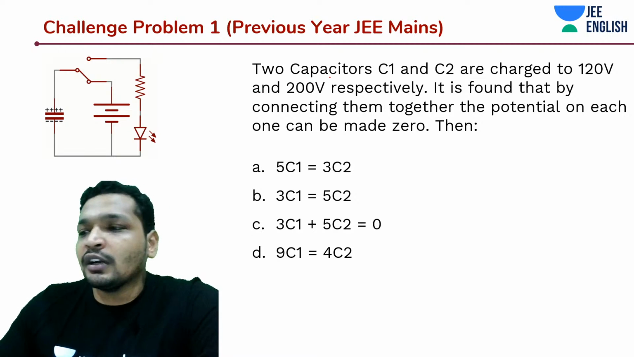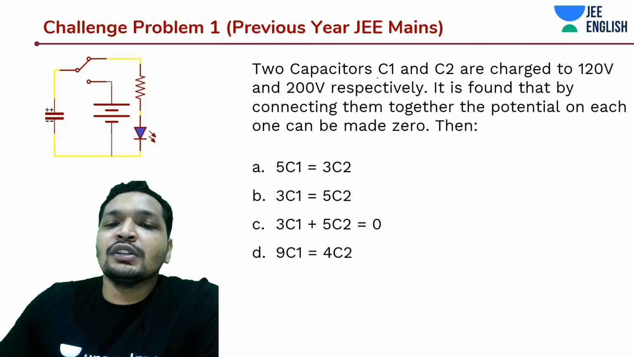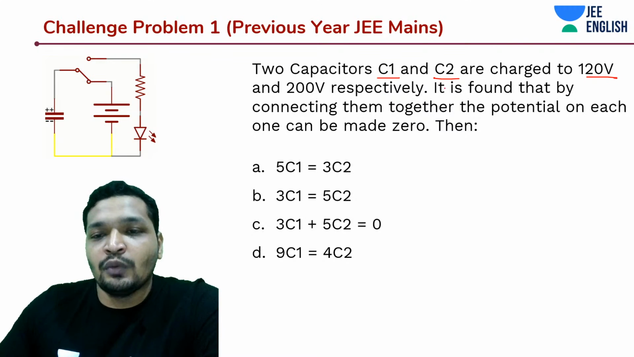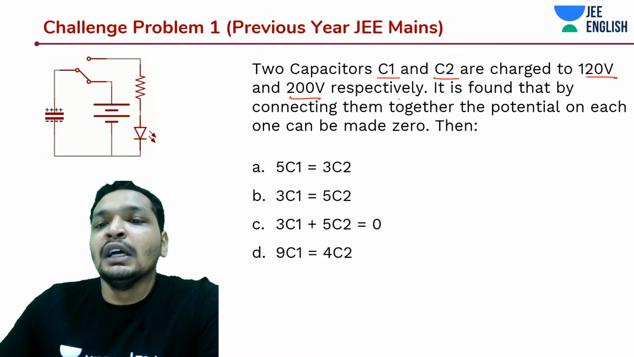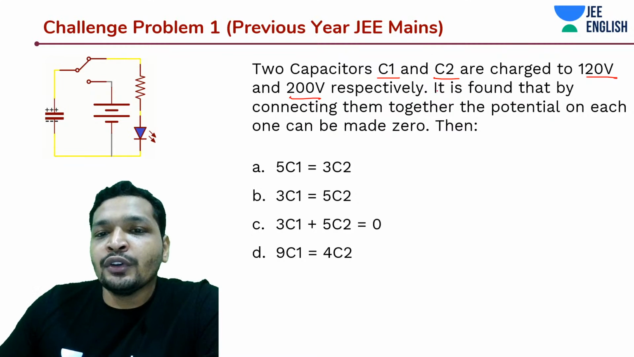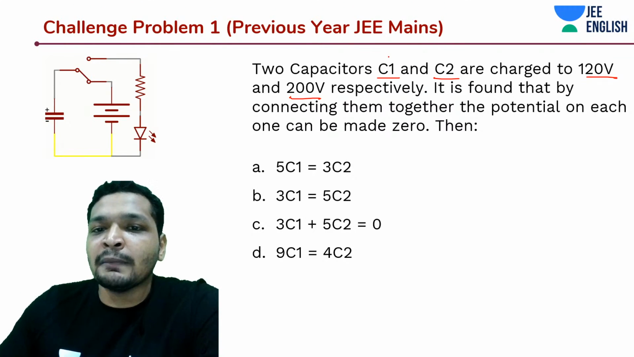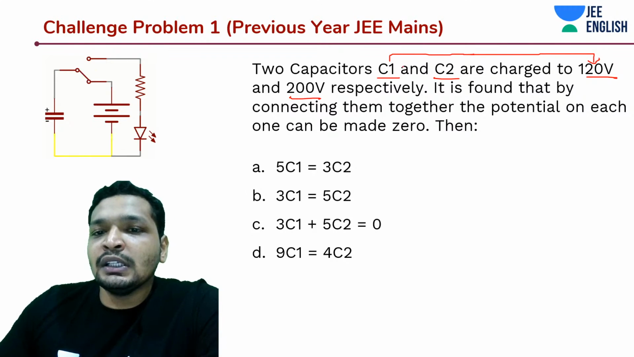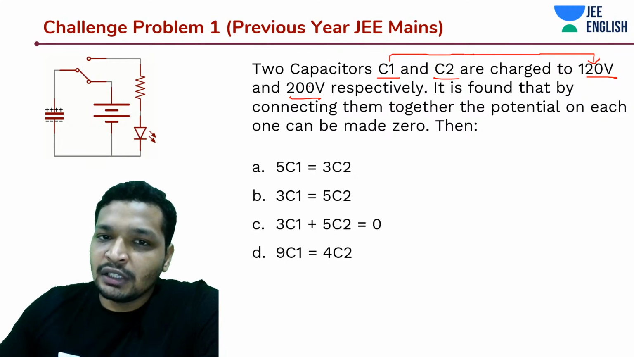It says that there are two capacitors, C1 and C2, that are charged to 120 volts and 200 volts respectively. If you have ever come across the term "respectively" and have any query, it was a confusing term for me earlier, so that's why I'm explaining it. Respectively means C1 corresponds to 120 volts and C2 corresponds to 200 volts.